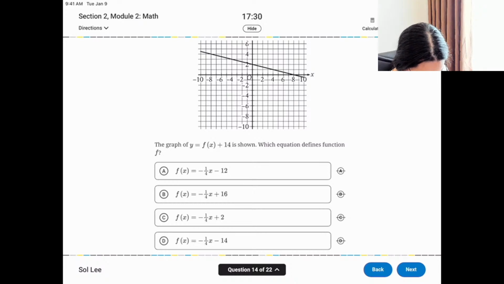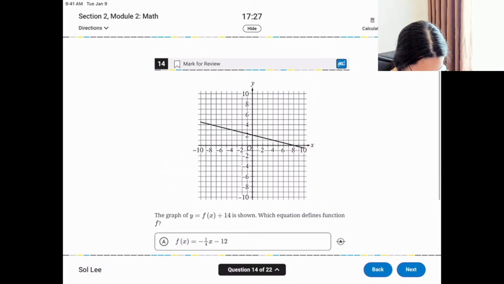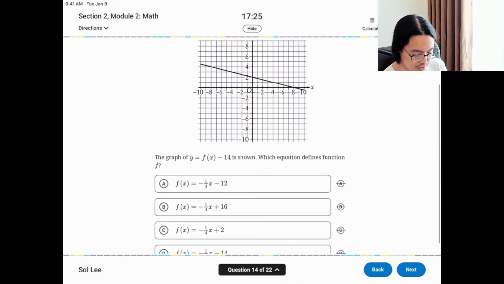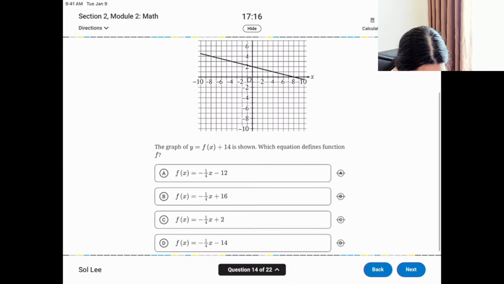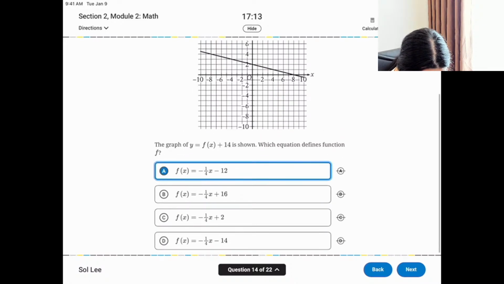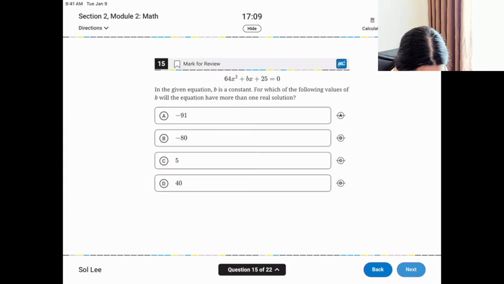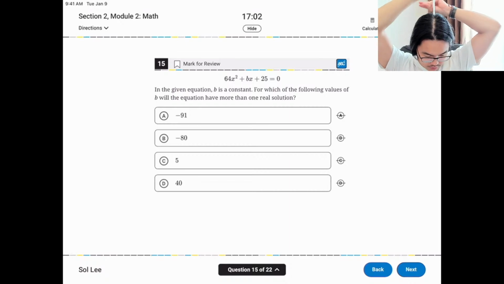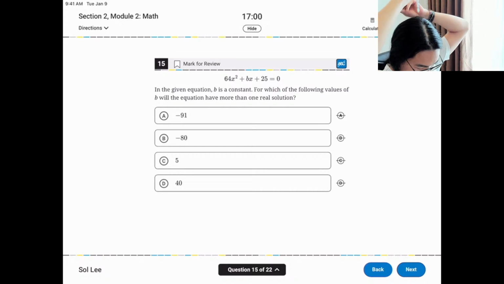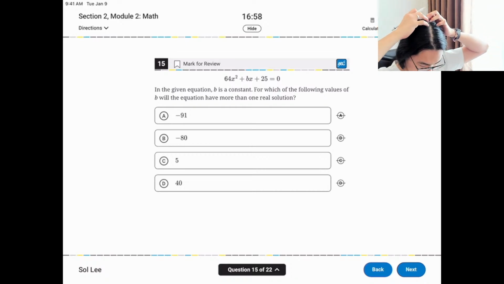What? Plus 14? Oh, why? Oh, is this a translation problem? So actually, y equals f(x) has to be minus 12. That's the only minus 12. Okay, there we go. And then 15. 8 squared, 5 squared.